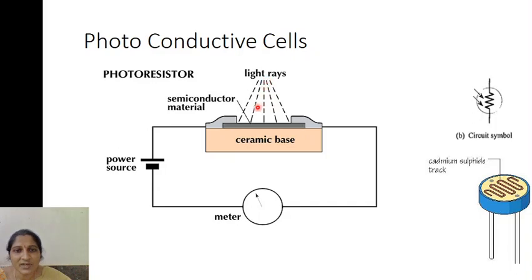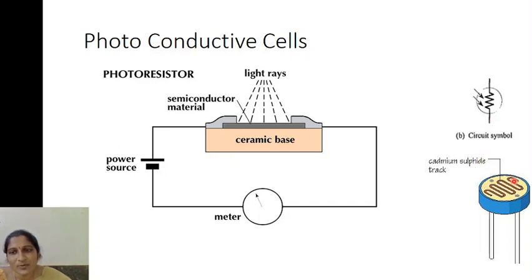Whenever light falls on that semiconductor material, it absorbs the light energy, and this acts as a resistor. When more light falls, there is less resistance, and because of that, more current flows in the circuit. The circuit symbol is like this, on which these two lines indicate the light energy. When light energy falls on this surface, current is induced in the circuit.